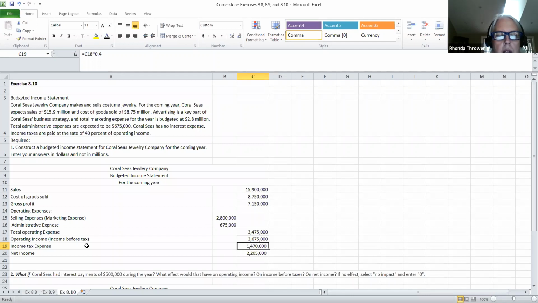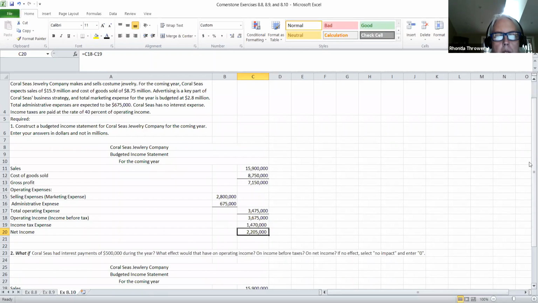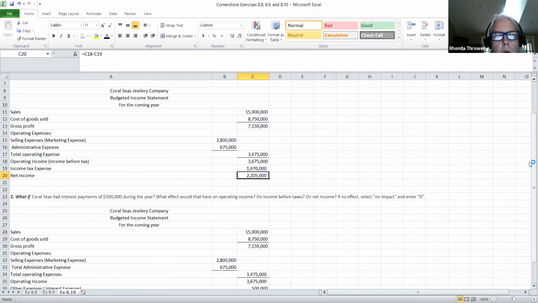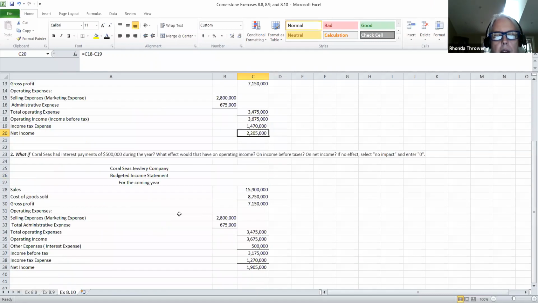In the real world, the companies will actually fill out their own tax returns, and that's where the amount of the income tax expense would come from. The difference between these two is your net income. That's your net income for this period for the coming year. And then in part two, they give you a what if analysis.